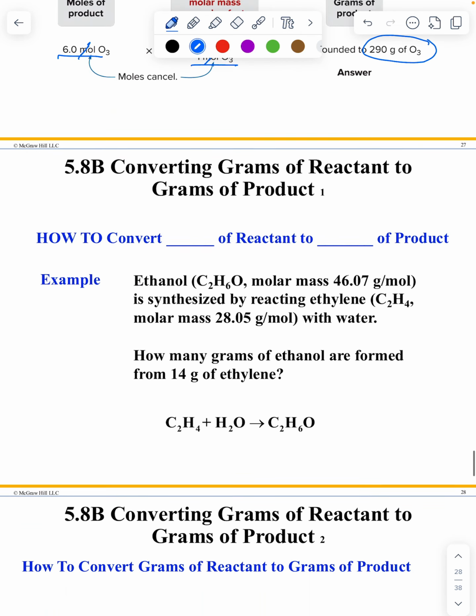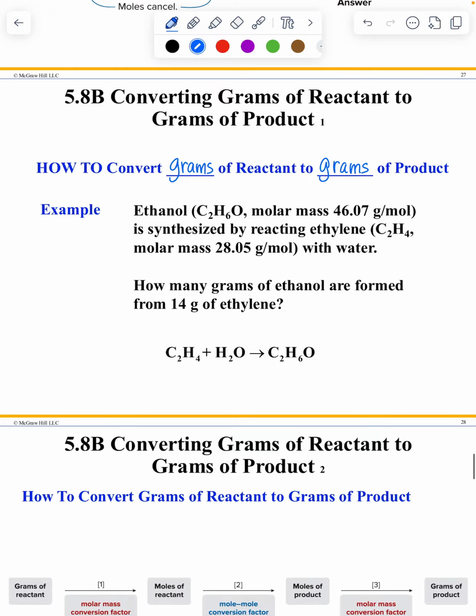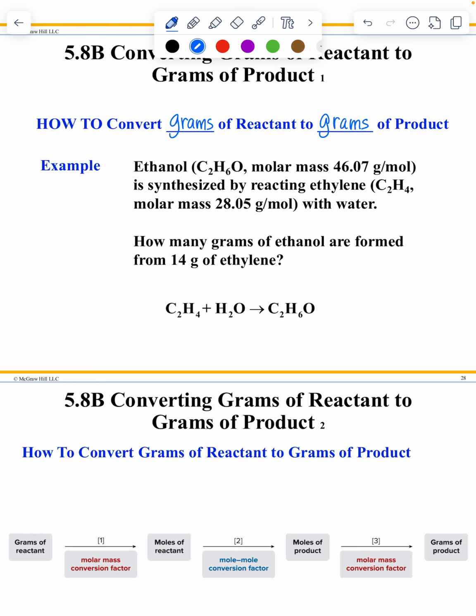So here's the problem. Ethanol, which gives us a molar mass, is synthesized by reacting ethylene with water. How many grams, that's what we're asked to solve for, are formed when we have 14 grams of ethylene? So we want grams of ethanol from 14 grams of ethylene. All right, so ethanol is here, and we were given 14 grams of ethylene. So this is what we're solving for in grams.